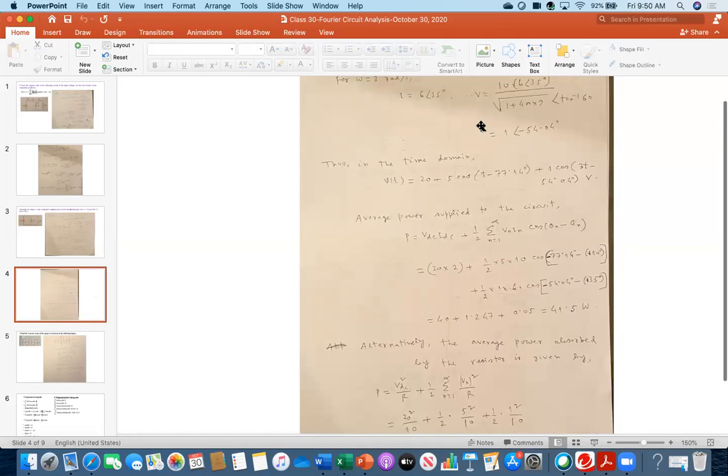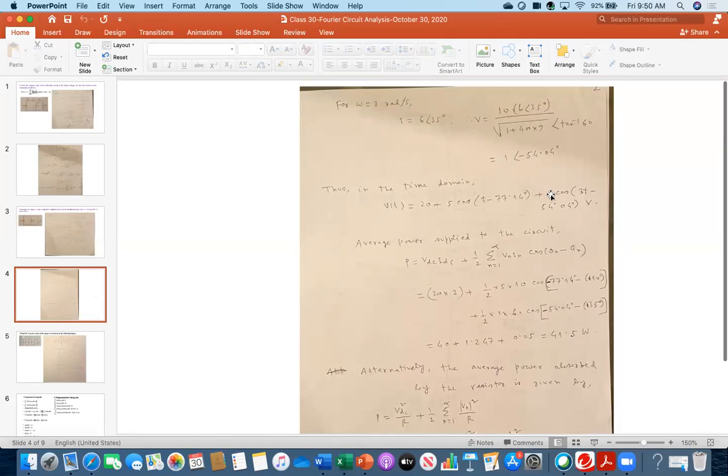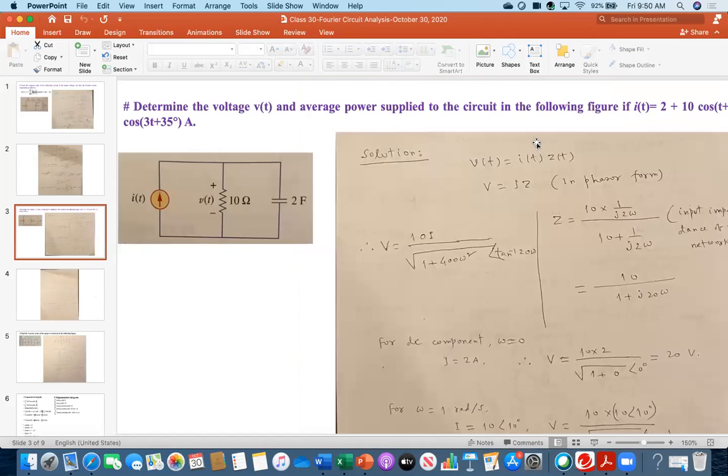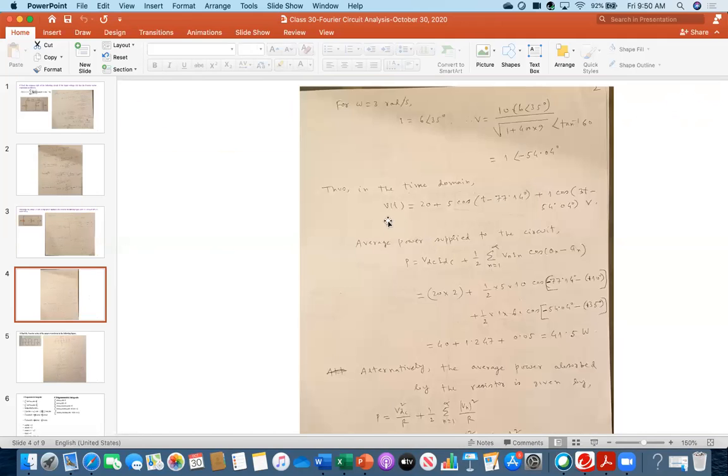And then you write the third term that we got here, 1 cosine of, but this is with respect to omega 3, so that's why I'm writing 3t minus this angle. So therefore for voltage I am done. That was my question: what is the voltage corresponding to this current? By considering 3 cases, I got my total voltage in the time domain. Could you follow me?